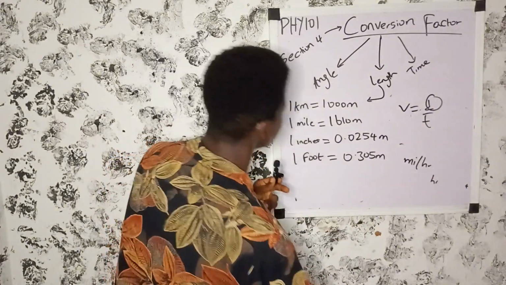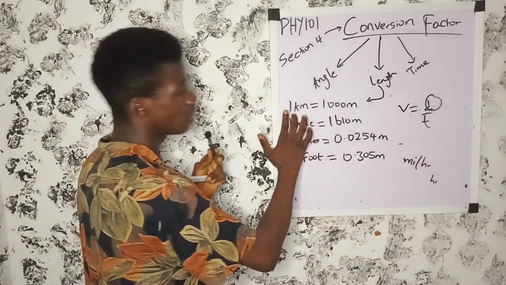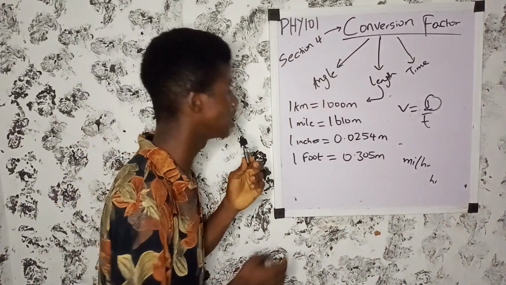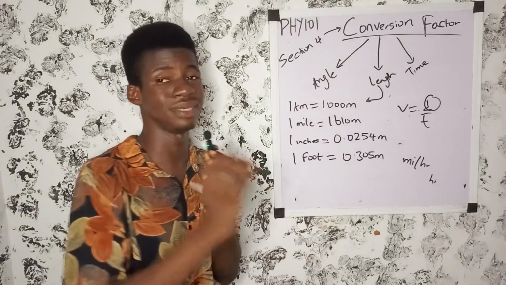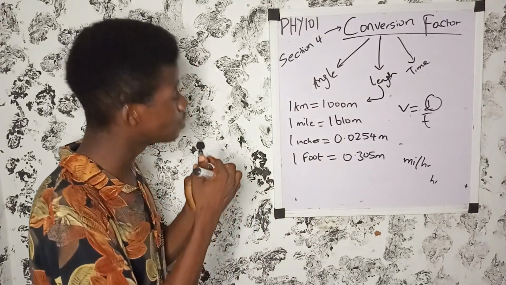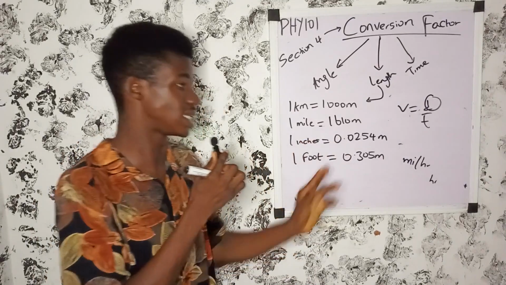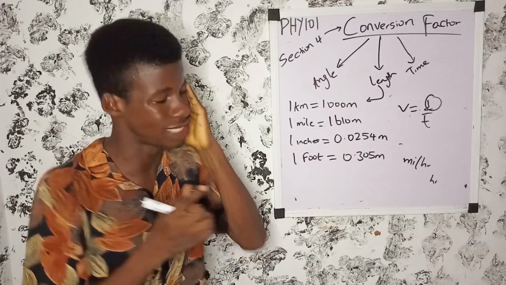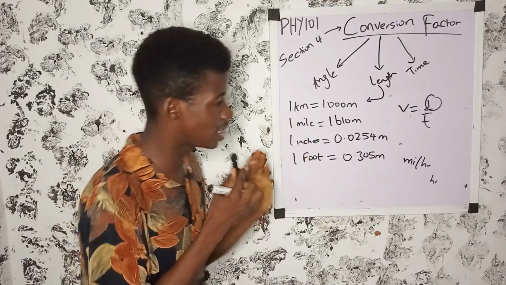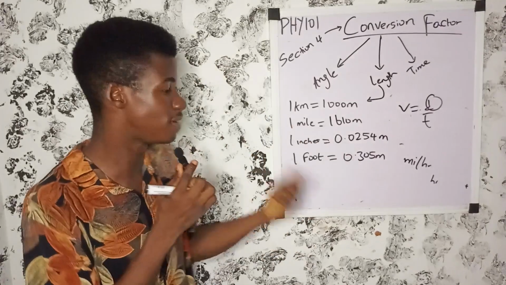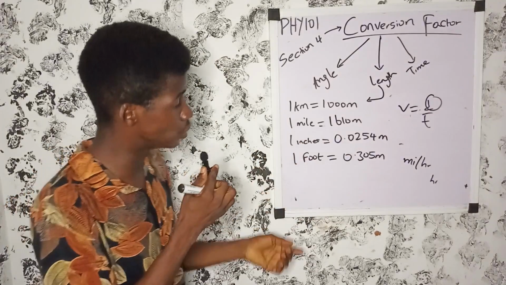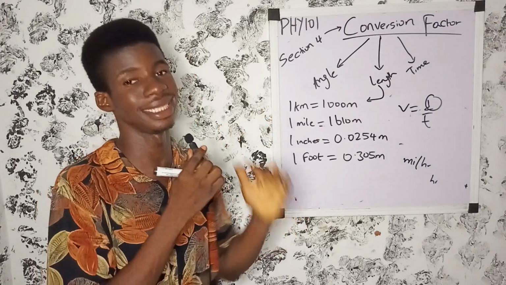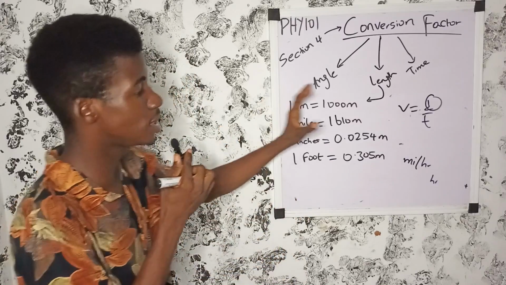So that is why it's very important to know all this. 1 kilometer is the same thing as 1,000 meter. Then 1 mile is the same thing as what? 1,609 meter. Then 1 inch is the same thing as 0.0254 meter. Please just cram all these values, just be memorizing them every day. Then 1 foot is the same thing as 0.3048 meter. These are the units of length.